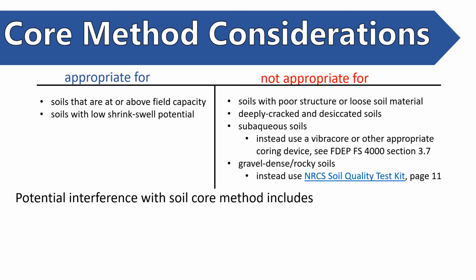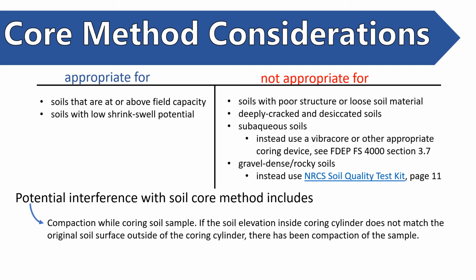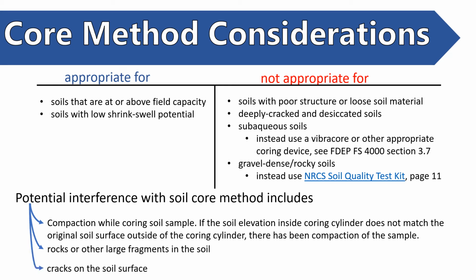There are a few potential interferences with this method. The first is compaction of the sample during the coring process. You know this is happening if the soil elevation inside the core does not match the original soil surface outside of the coring cylinder. If this happens, there has been compaction of the sample and you can no longer use it. Rocks or other large fragments also impede the driving of the ring into the soil. And lastly, cracks on the soil surface also interfere with accurate data collection. There are ways that you can adjust for soil cracking with some math.